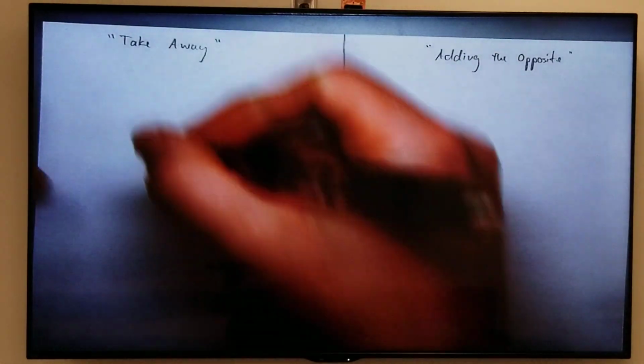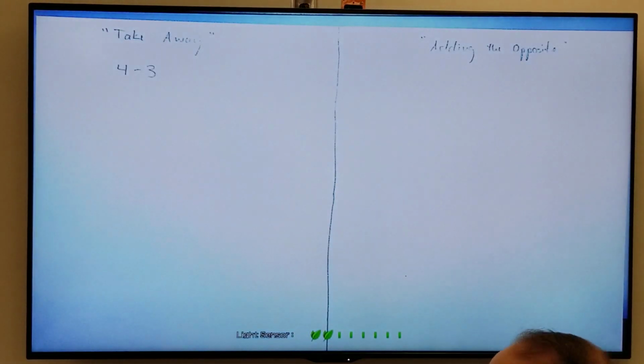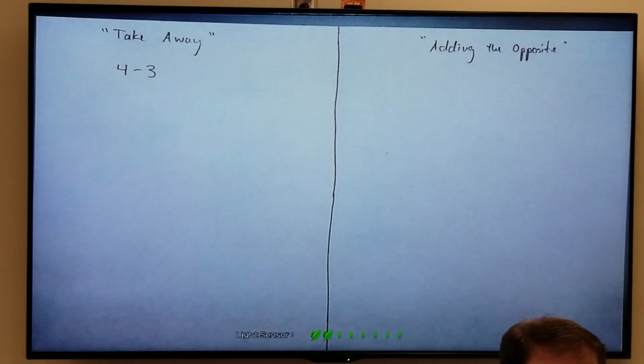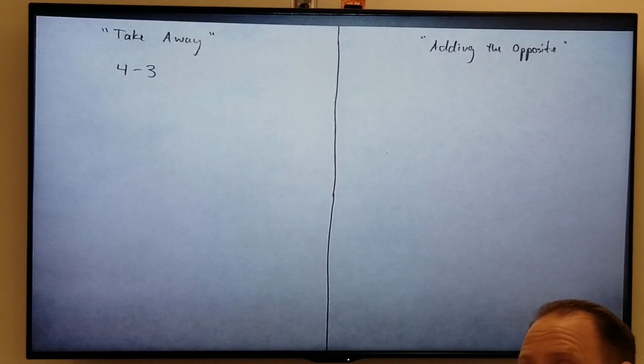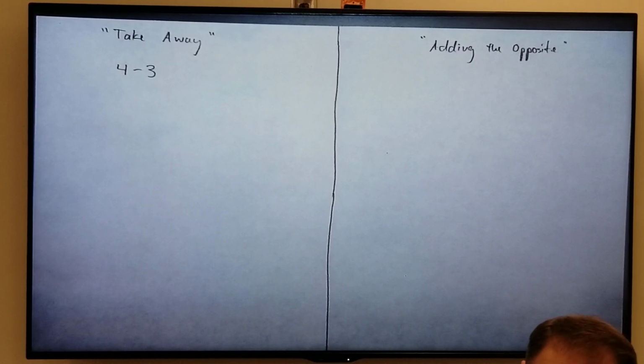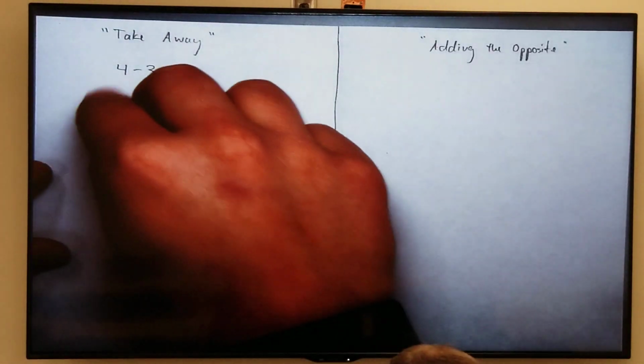So I want to start off, let's do 4 minus 3 using the takeaway model. Now you did some reading in the textbook, and so hopefully you've kind of practiced this idea already. So go ahead and give the video a pause and see if you can work out this solution on your own. I'm going to work out my solution now.